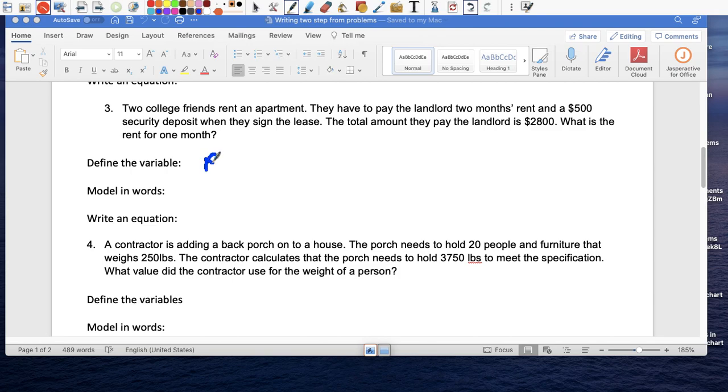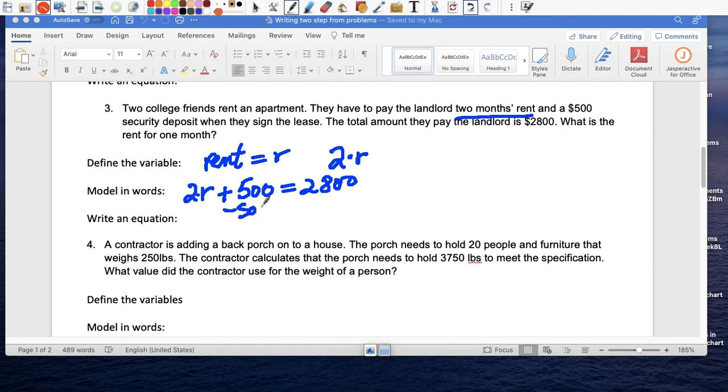Okay, so rent is what I need to know, and we're going to call it R. As far as rent goes, I know that they paid 2 months' rent. So 2 months' rent, and I'm going to skip the multiply sign: 2 times R, 2 times the monthly rent, plus the 500 equals the amount of money that they paid the landlord. So that's an equation, right? They paid the rent for 2 months, so I multiplied that by 2, plus a security deposit, and that total amount came out to 2,800.